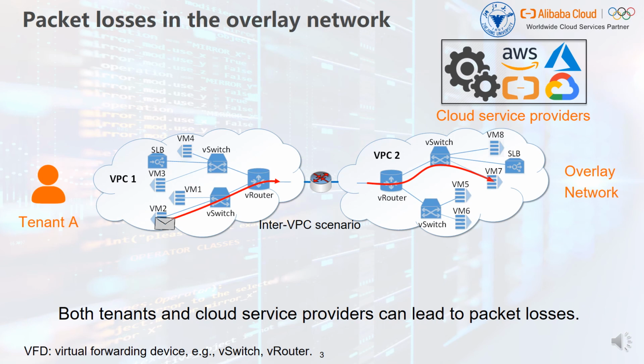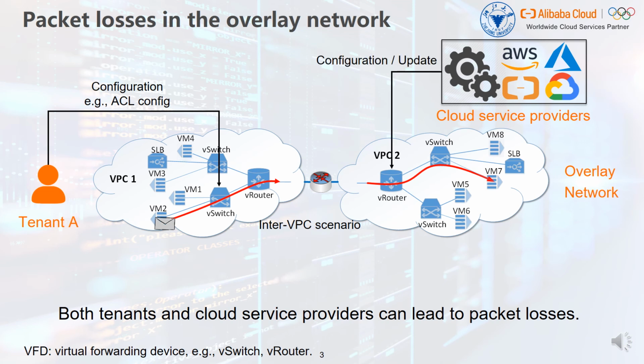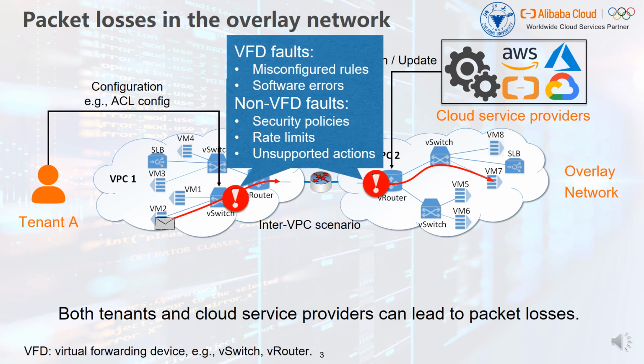In the overlay network of cloud computing systems, considering an inter-VPC communication scenario, tenants can configure the virtual forwarding devices, like vSwitches and vRouters, on their own VPC network, such as ACL configurations. Besides, cloud service providers can also configure or update these VFDs. During these actions, both tenants and cloud service providers can lead to packet losses due to VFD faults or non-VFD faults.